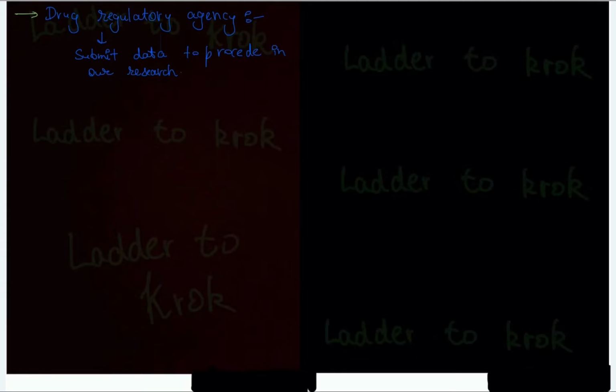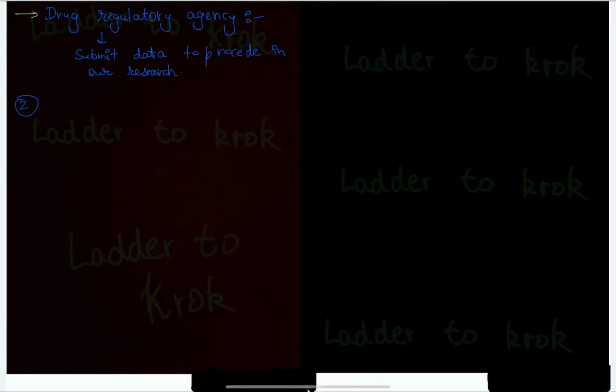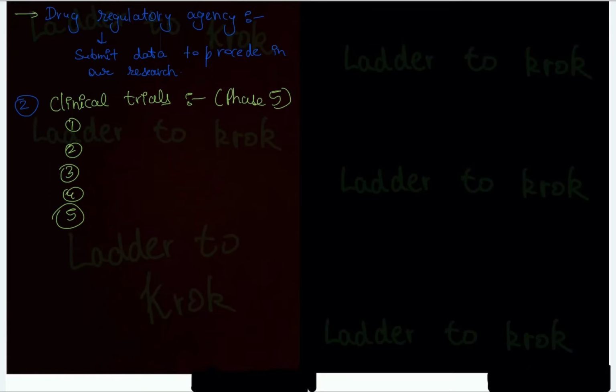After the Ministry of Health gives you permission for further trials, in the second phase, the first being the preclinical trials, we have clinical trials. These clinical trials have 5 phases: first is phase 0, then phase 1, then phase 2, then phase 3, and then phase 4. So these are the total 5 phases: 0, 1, 2, 3, 4.